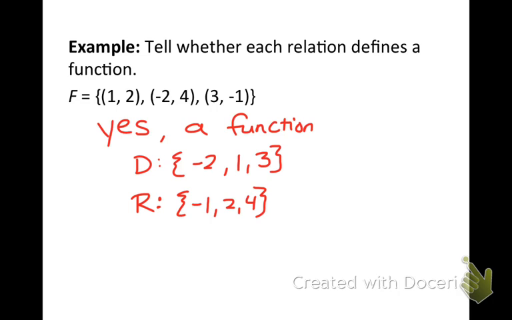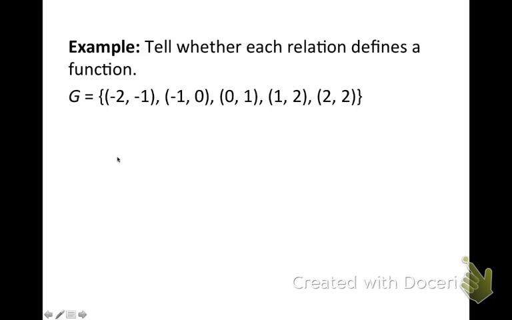Can someone add a fourth ordered pair on there that would not make it a function? 1, 3, 1, 6, that would work. Negative 2, negative 5 would also work. 3, 7 would work. Good. All right, so let's look at one that's not. So would this be a function?